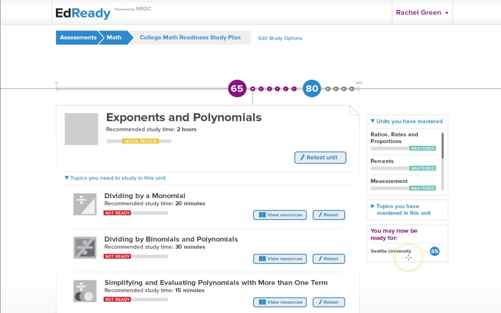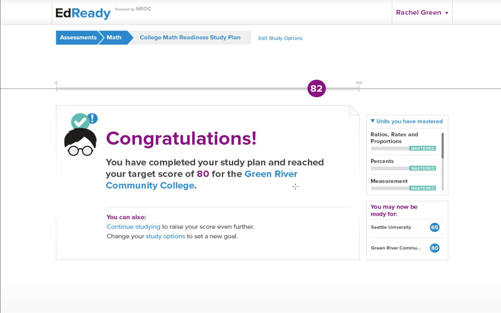So EdReady is pointing out that because she's done some solid work and has mastered more of the material, she's actually now ready for Seattle University. That is, she's now ready for a college that she was not ready for in the beginning. She can keep going to get to that 80, or maybe at this point she's thinking, well, Seattle University looks pretty good. I might stop right here. If she does keep going, we will congratulate her once she's actually eclipsed her designated target score. In this case, the target score of 80 for Green River Community College. That, in a nutshell, is EdReady.